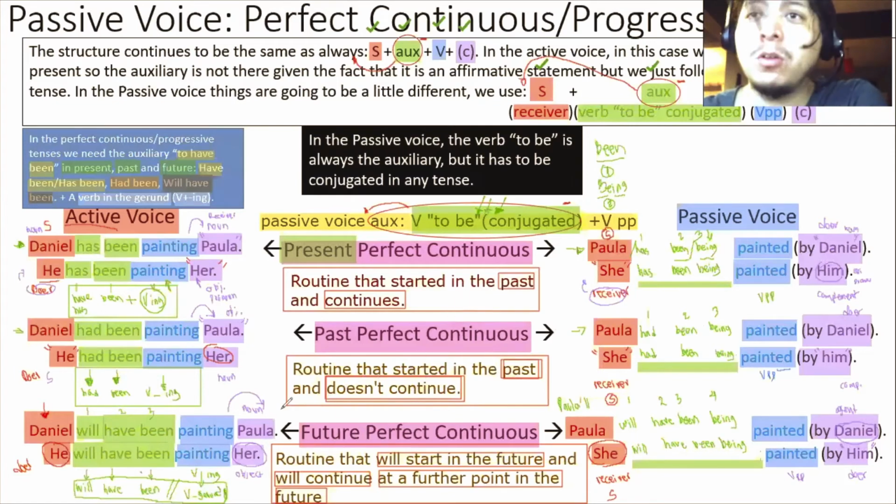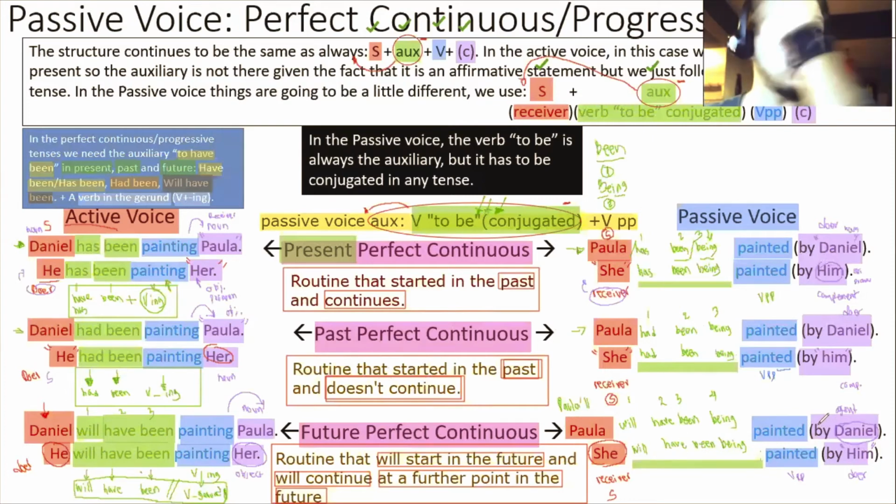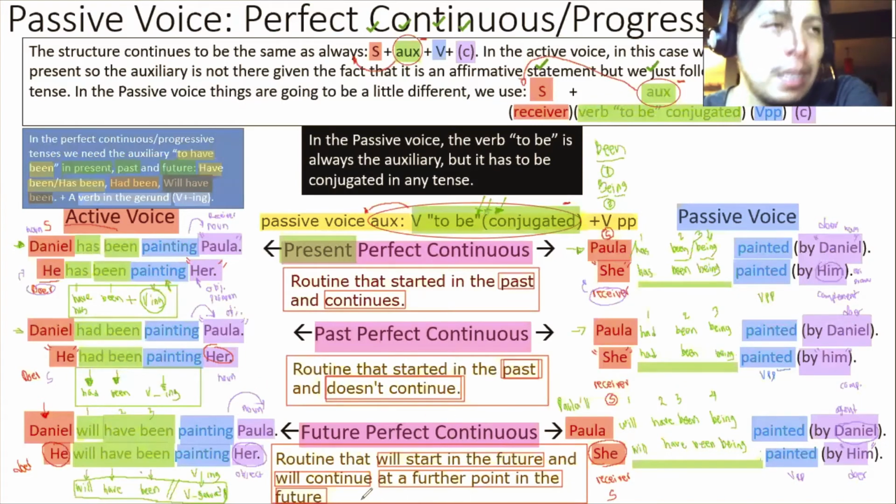El futuro perfecto continuo, Daniel habrá estado pintando a Paula, Paula habrá estado siendo pintada por Daniel. ¿Ok? Él habrá estado pintando a ella, o él la habrá estado pintando, ella habrá estado siendo pintada. Ese es el futuro perfecto continuo. Eso significa que apenas van a empezar a pintarla y que más adelante en el futuro van a seguir pintándola. De eso se trata la voz pasiva.